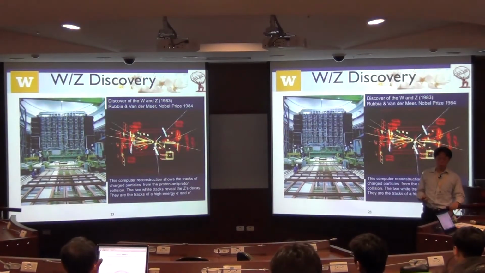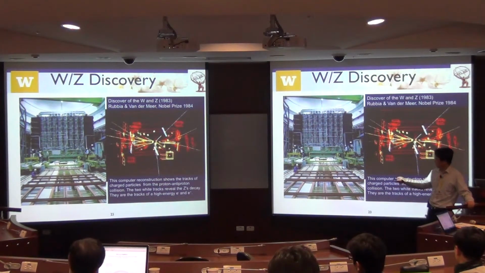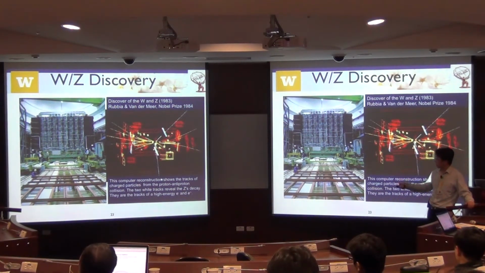This proportional chamber led to the discovery of the W boson and Z boson in 1983. And this is the event display of how the Z boson was detected. You can see that there are two energetic charged particles going through, and they are identified as muons.